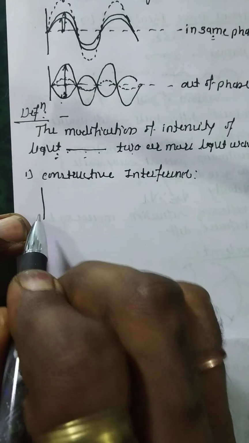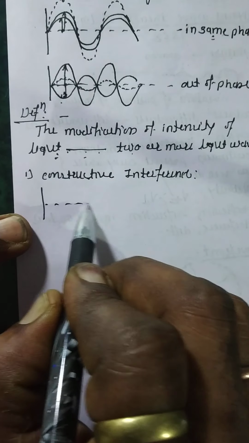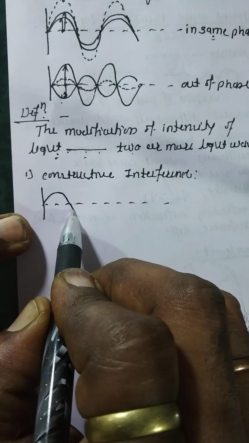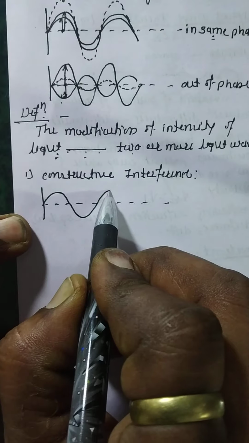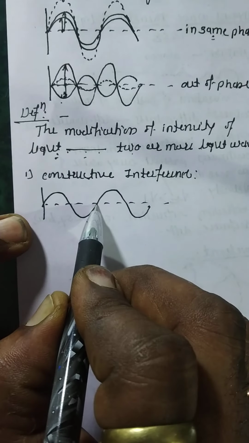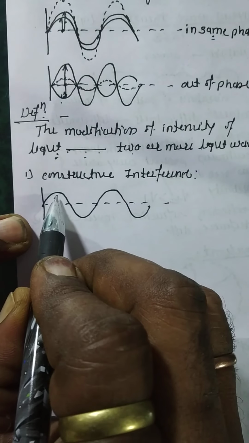Suppose two waves are equal in wavelength and amplitude.